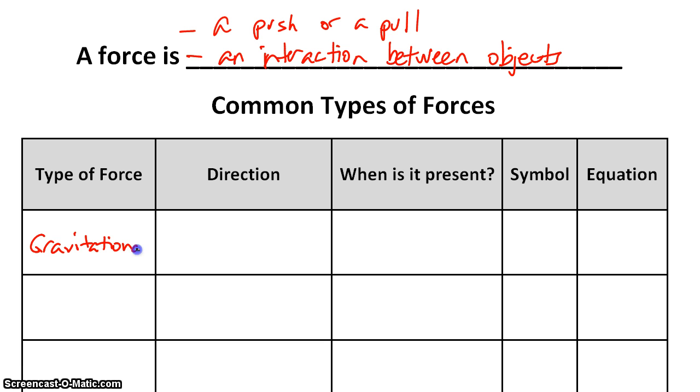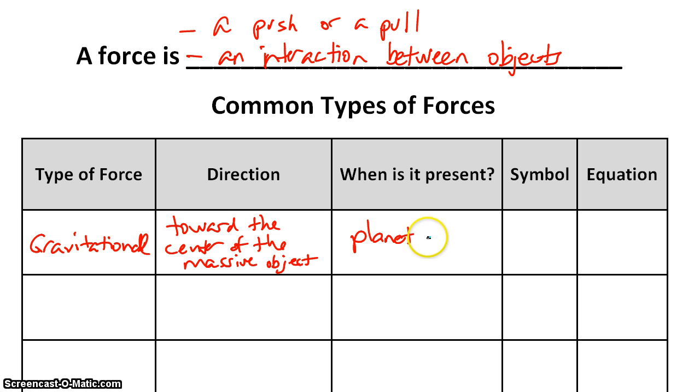And the gravitational force is actually going to be pointing towards the center of the more massive object. So in our case, it's going to be pointing to the center of the Earth. And we're going to have it whenever we're near a planet. So if there's a planet nearby, we're going to be experiencing that gravitational force. The symbol for this is just going to be F for force, and we're going to use a subscript of a lowercase g to show that it is a gravitational force.